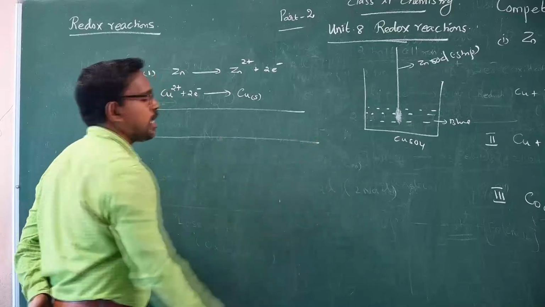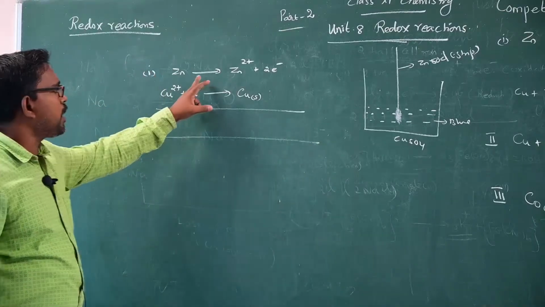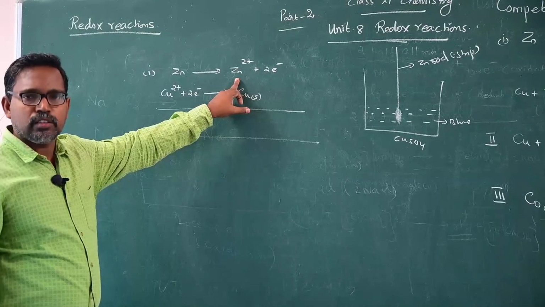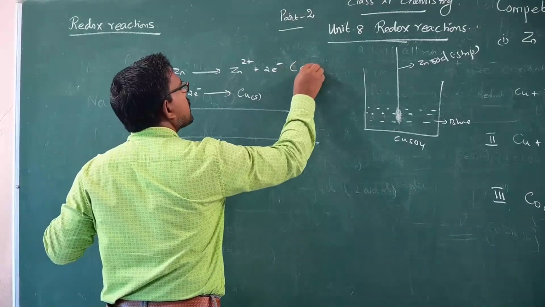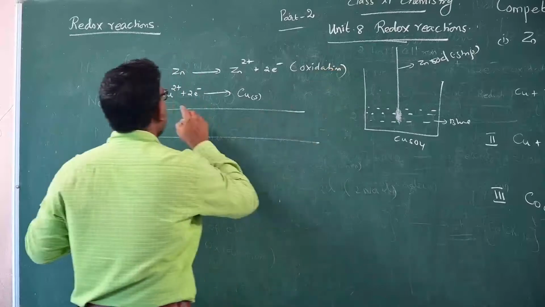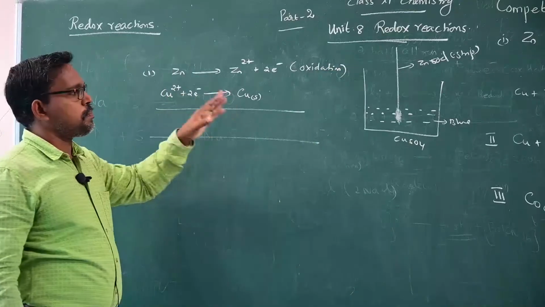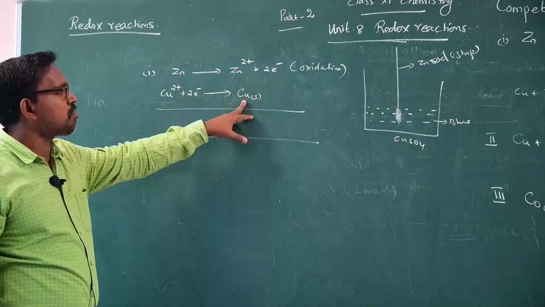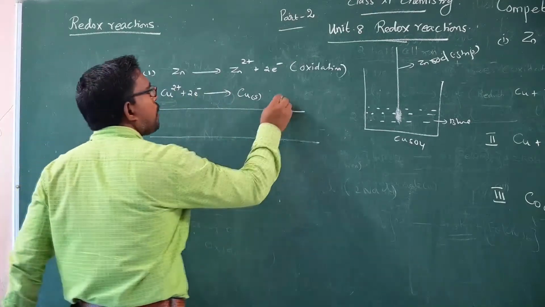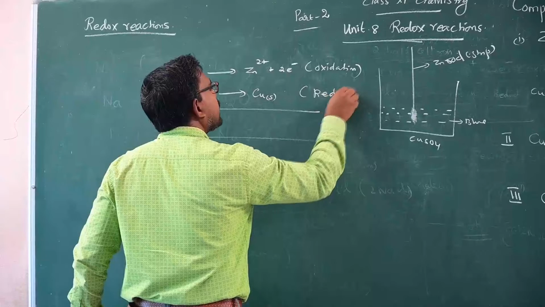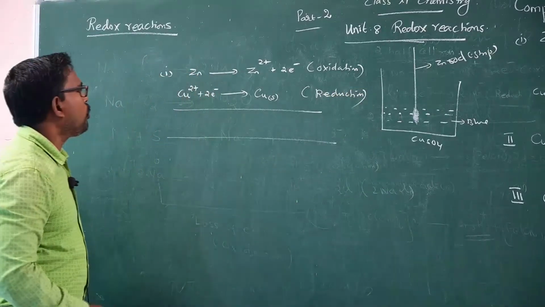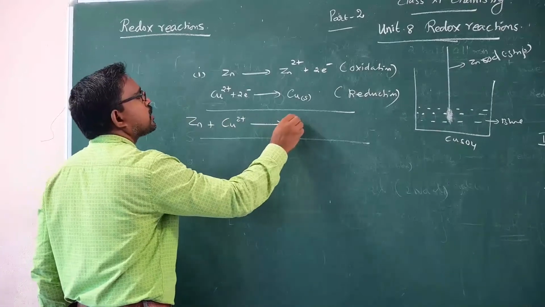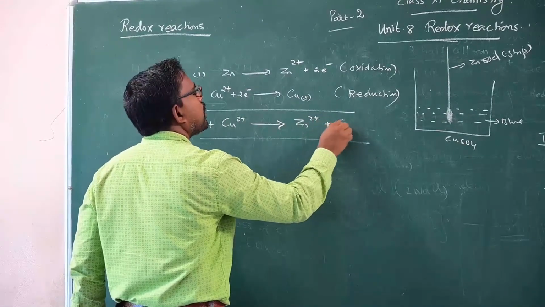So the overall reaction, now you are positioned to identify what type of reaction takes place here. Zinc loses 2 electrons. According to the electronic concept, this process is called oxidation. Copper 2+, present in the copper sulfate solution, receives 2 electrons and becomes solid copper. This is reduction. The overall reaction is Zn + Cu2+ gives Zn2+ + Cu.